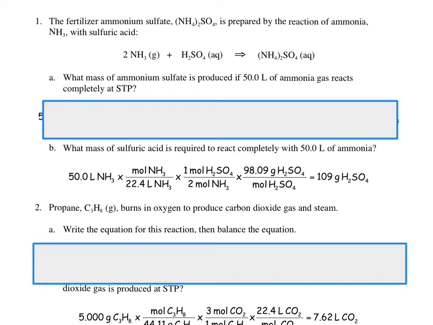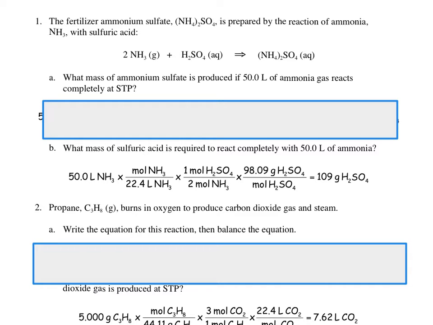Another pretty straightforward stoichiometry problem where we are starting with liters of ammonia. That's the liters of gas at STP. So we know that we have the 22.4 liters per mole gas at STP ratio that we can connect liters to moles. Once again, using the mole-to-mole ratio from the balanced equation, 2 moles of NH3 for every 1 mole of H2SO4 up there.